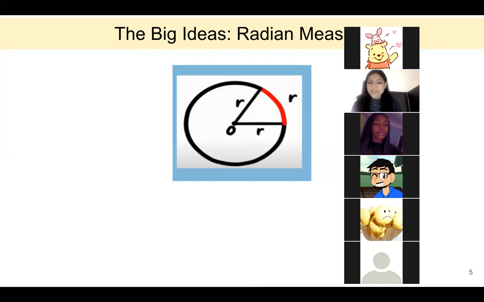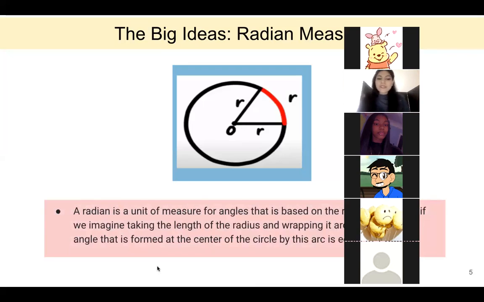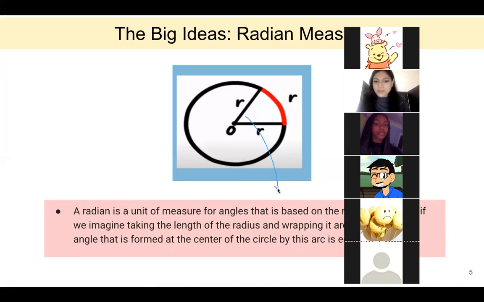So that's basically what we did. But to better synthesize it in formal language, it's down here on your slide. A radian is a unit of measure for angles, so it's another way to measure angles, and it's based on the radius of the circle. If we take that length of the radius and wrap it around the circle, the angle formed at the center of the circle by this arc, we define as 1 radian. So that was a huge thing that we constructed. This angle measure is called 1 radian.